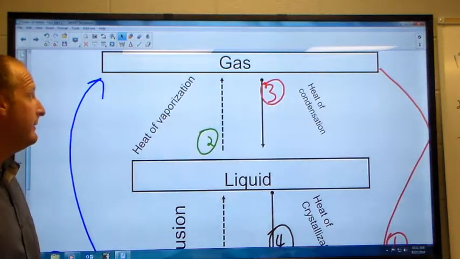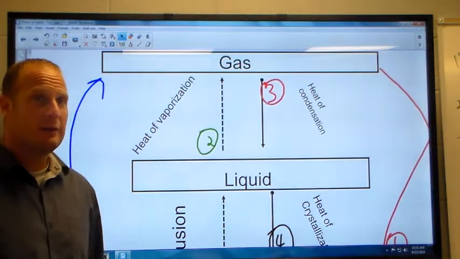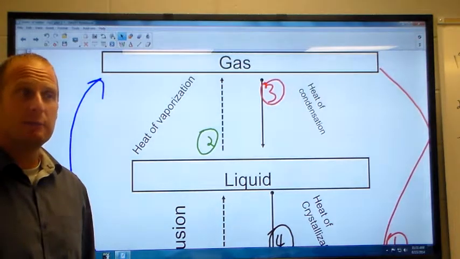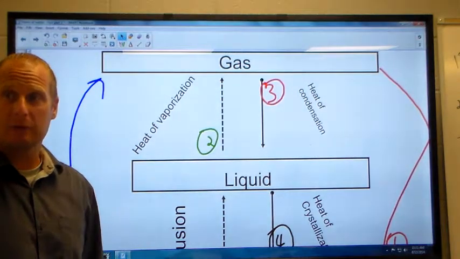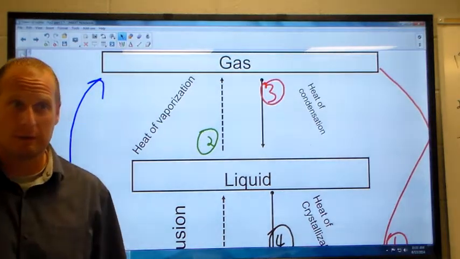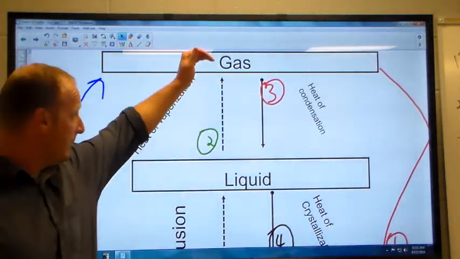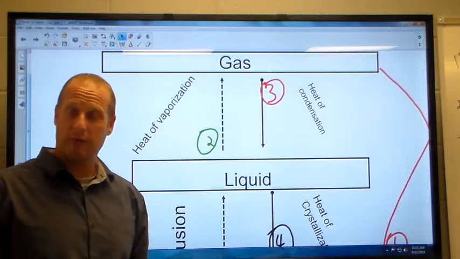Okay, the heat needed, now listen, do we need to put it in or take it out in order to go from gas to a liquid? You take it out. We're going this way. Okay, that's heat of condensation. Now think about that.